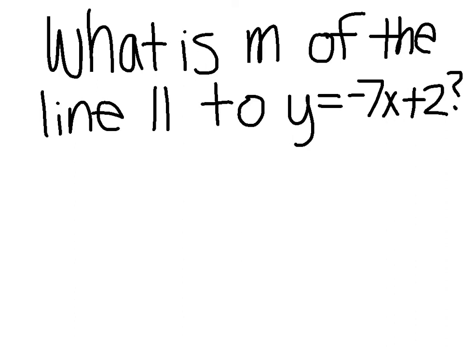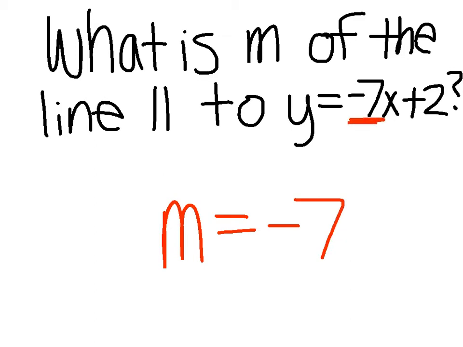Fine. Okay, walk by alert. The lines are parallel. Our slope is going to be -7. They'll be the same.